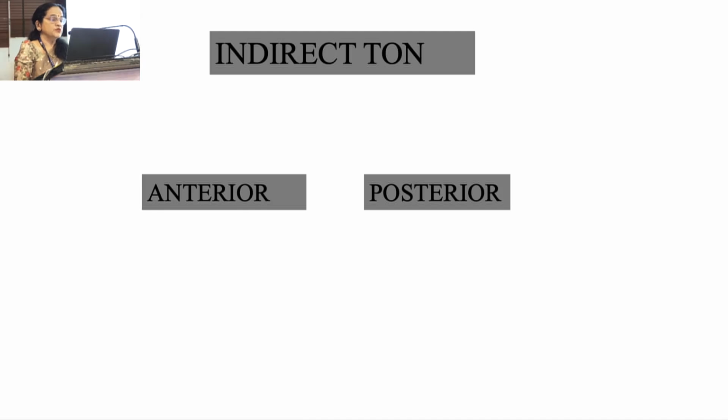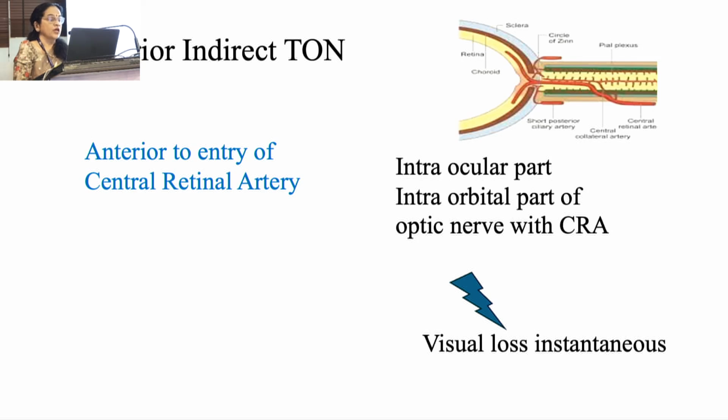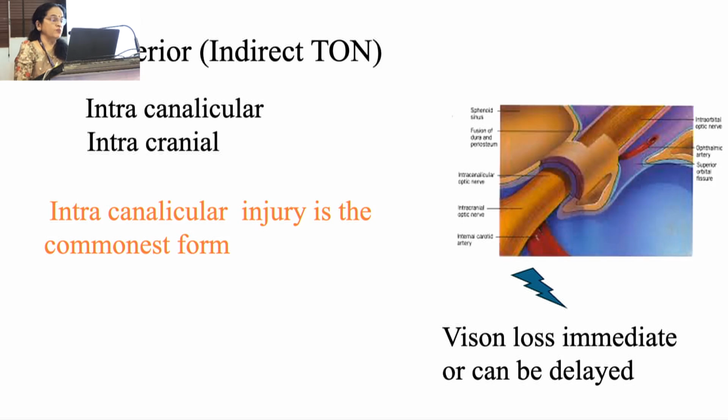The indirect traumatic optic neuropathy can be an anterior one or a posterior one. Anterior is when it involves the part of the optic nerve anterior to the central retinal artery, where visual loss is instantaneous. But commonly we have a posterior indirect traumatic optic neuropathy, where the intracanalicular and the intracranial parts are more involved.